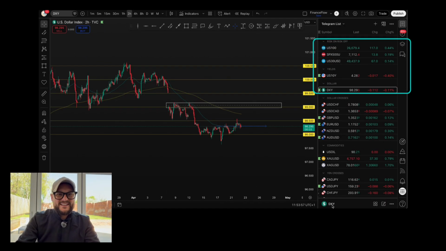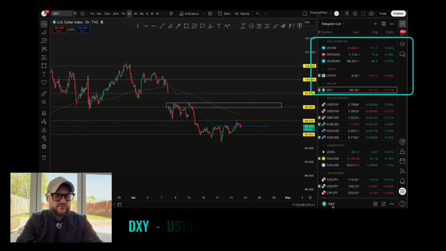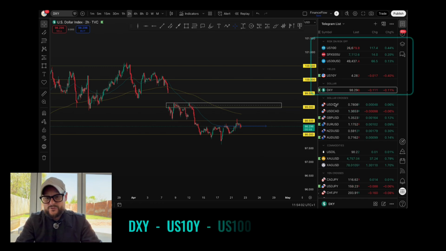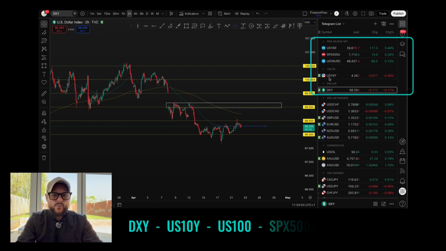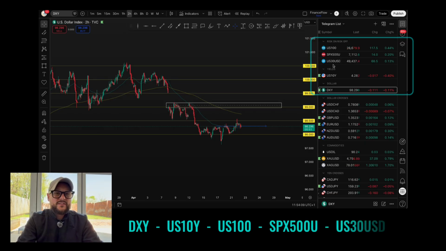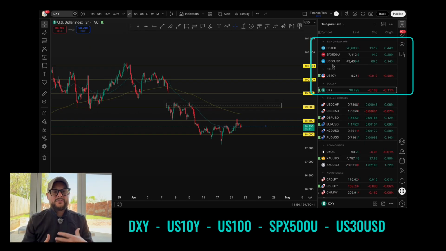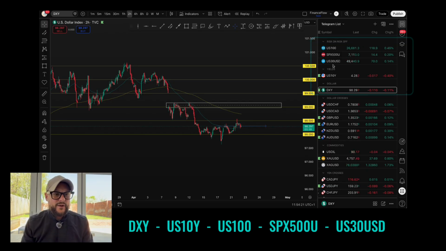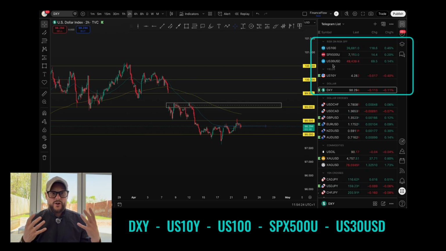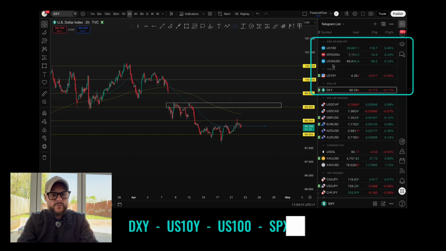So I've got the DXY here. Now, if you don't have this on your TradingView, I recommend you have it. I'd also have the 10-year yields, US 10Y, and I'd also have US 100, SPX 500, and US 30. So just an overall view of the stock market. You're going to be able to see how much money is flowing and where it is flowing, because obviously we all know the stock market is where the real money is made. So if the stock market's flying, then there's a lot of risk appetite, and that's what we want.